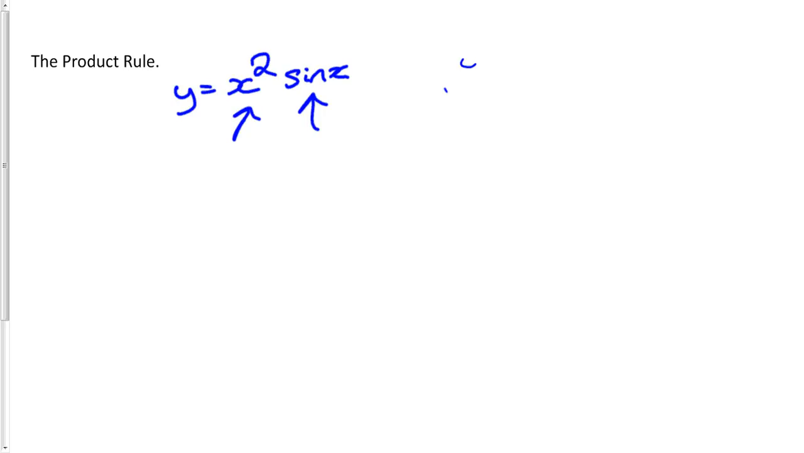Another example could be y equals 4x cubed log x. So we've got our first function here, and here we've got our second function. But either way, we've got to come up with a way of differentiating those, and the way we do that is we use something called the product rule. The reason it's called the product rule is because it's a product of two functions.